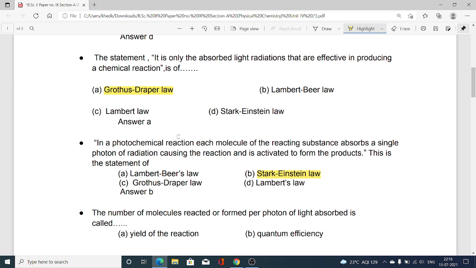In this statement, it is made very clear that each molecule of the reacting substance absorbs a single photon. Means what? Ratio is 1:1. Means after absorption of one photon of light radiation, a single molecule gets reacted or decomposed. This ratio of 1:1 is explained in the Stark-Einstein's law. Stark-Einstein's law is also called the Stark-Einstein's law of photochemical equivalence. Means the statement which is given in the MCQ is a statement of Stark-Einstein's law, and hence the option B is correct one.